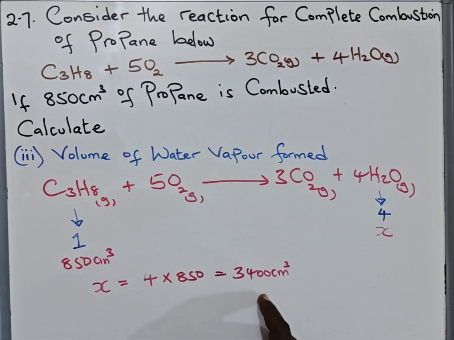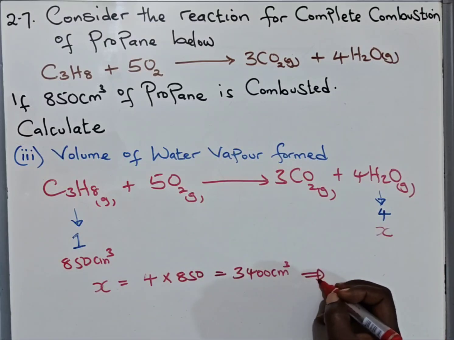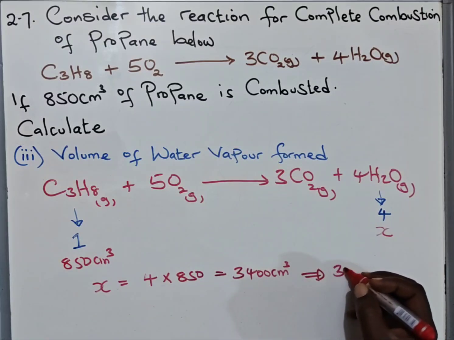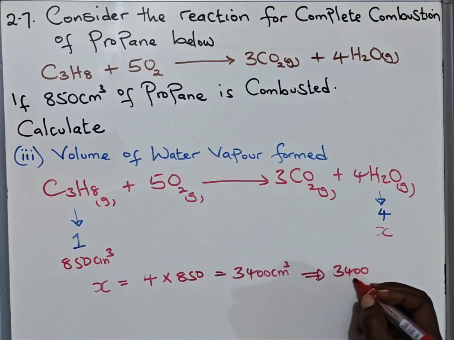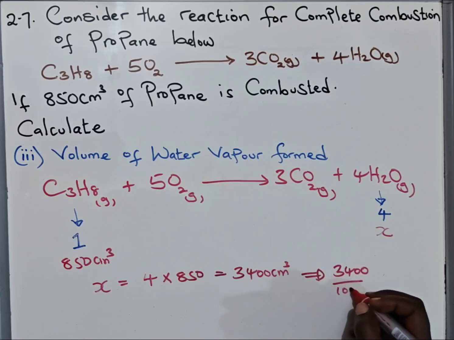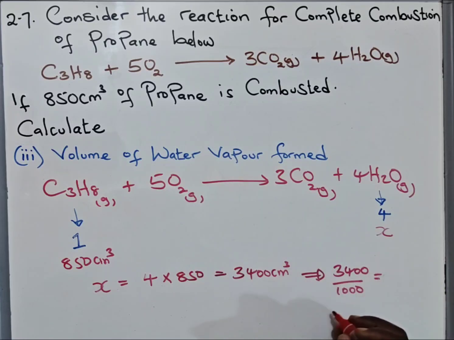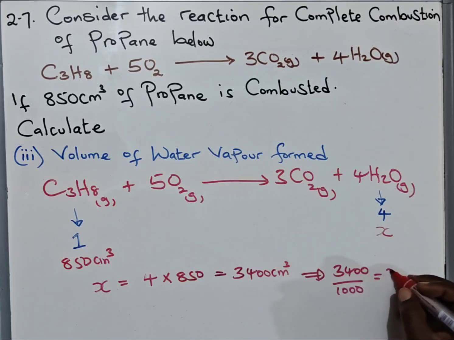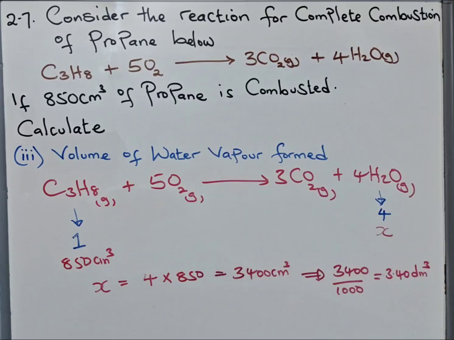Yeah, giving us this, which is 3,400 cubic centimeter. And if we wish to have this in cubic decimeter, what do we do? You divide it with 1,000, giving you 3.40 cubic decimeter.